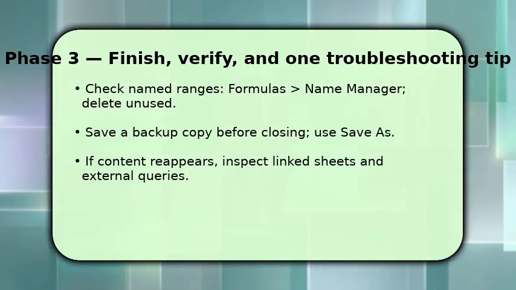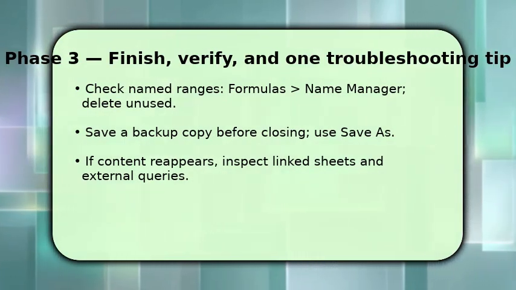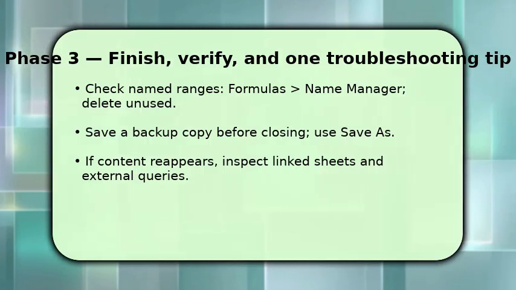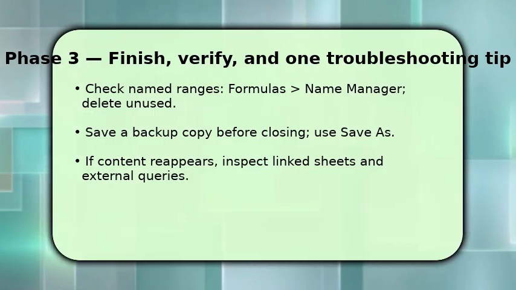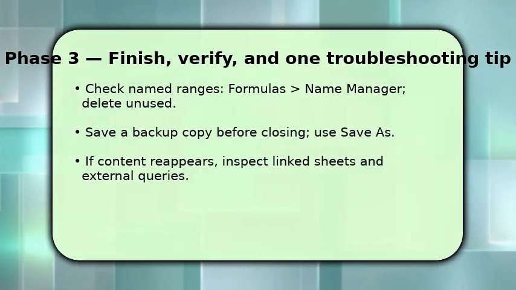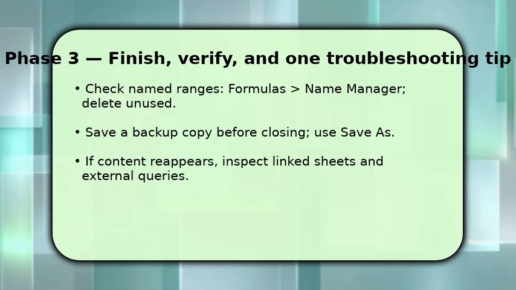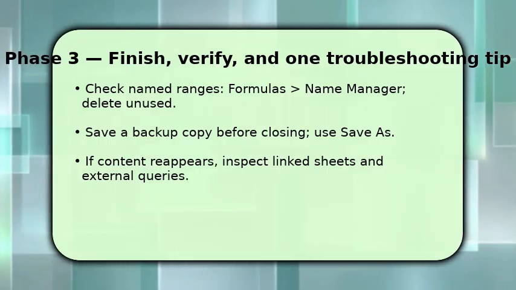Finish by checking Name Manager for lingering named ranges or references. Delete any tied to the cleared sheet. Save a backup copy with Save As so you can revert if needed. Also, inspect Excel's queries and connections and any external links that might repopulate data.